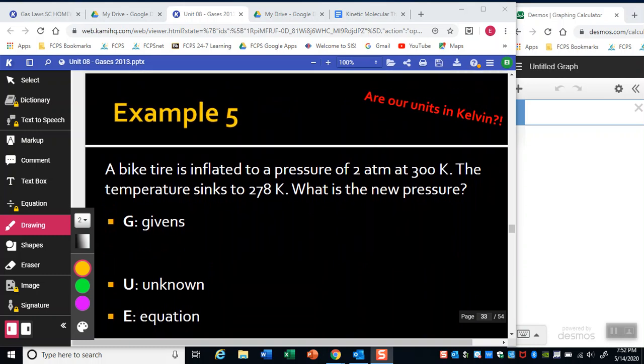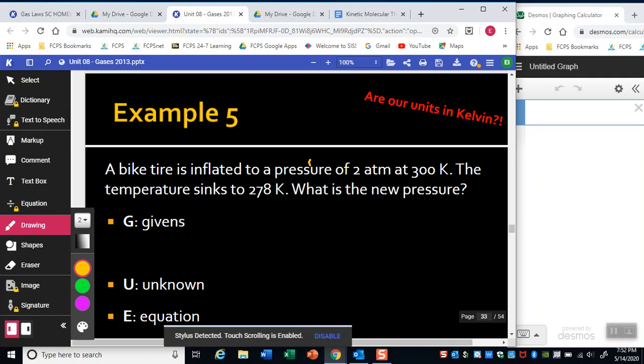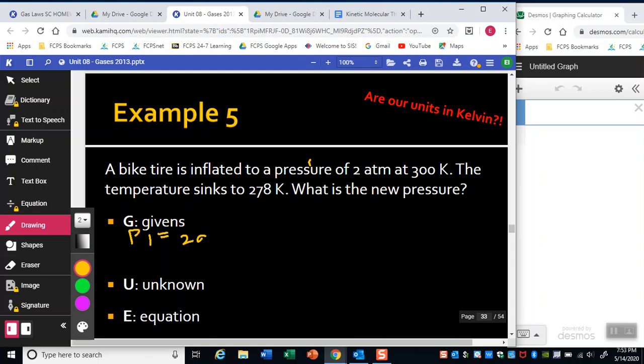All right, so we have a bike tire inflated to a pressure of 2 atmospheres. So I've got a pressure. My initial pressure is 2 atmospheres. And I have a temperature, right? I have an initial temperature of 300 kelvins. Now the temperature is going to go down, so my second temperature is going to be 278. So the temperature is going down. It says, what is the new pressure?